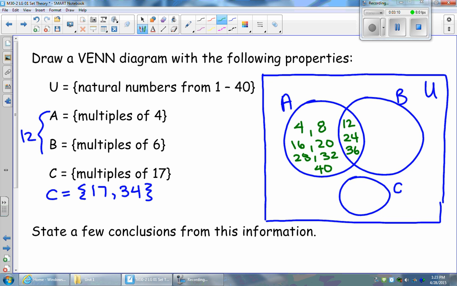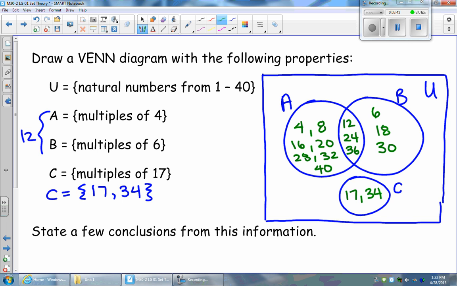Now the elements that go in B are going to be my multiples of 6. So 6, 12 is already in there. It's in the center because it's also a multiple of 4. So 6, 12, 18, 24 is already in there. And the next one's going to be 30, and 36 is already in there. So I've completed all my multiples of 4 and my multiples of 6. My set C only has 2 elements in it, 17 and 34.